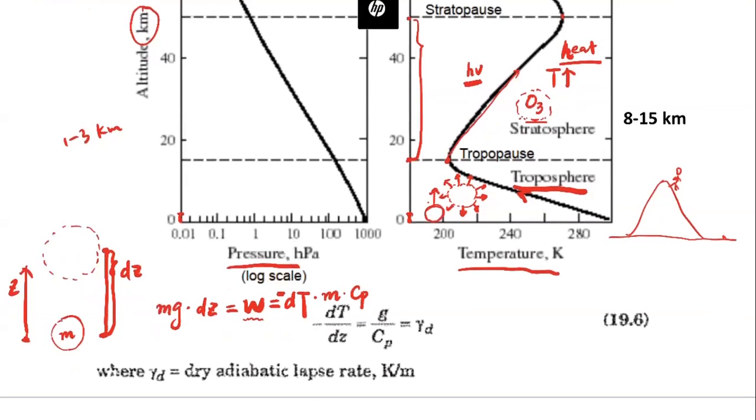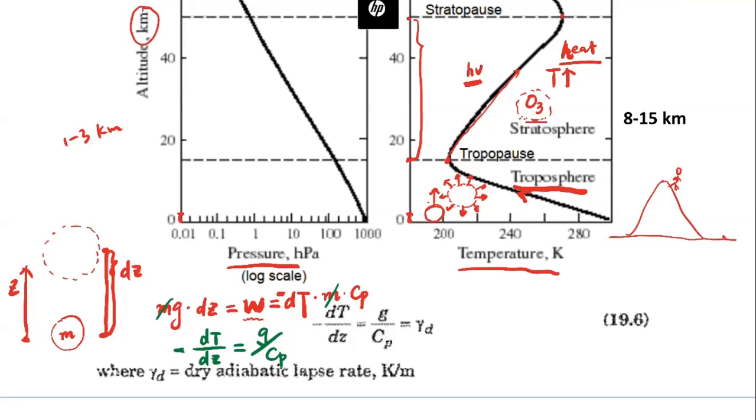Okay, so if we rearrange this equation, m and m are going to cancel out, right? So we're going to have dT divided by dz, or minus dT divided by dz is going to be g divided by Cp. So this equation is going to determine how the temperature is going to decrease as a function of height.